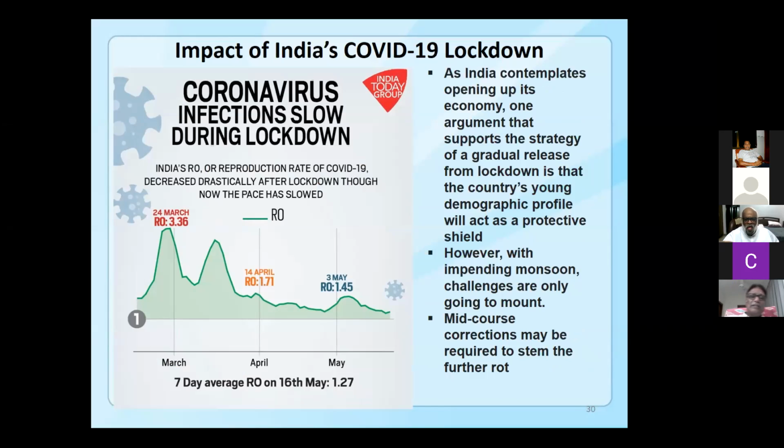Definitely, the coronavirus infections have slowed down during the lockdown. As you can see, what's called the 7-day R0, what we call. So the R0 has come down, but the pace of coming down has slowed in recent times. So as India contemplates opening up its economy, one argument that supports the strategy of a gradual release from lockdown is that the country's young demographic profile will act as a protective shield. However, with the impending monsoon, challenges are only going to mount. Mid-course corrections may be required to stem the further rot.